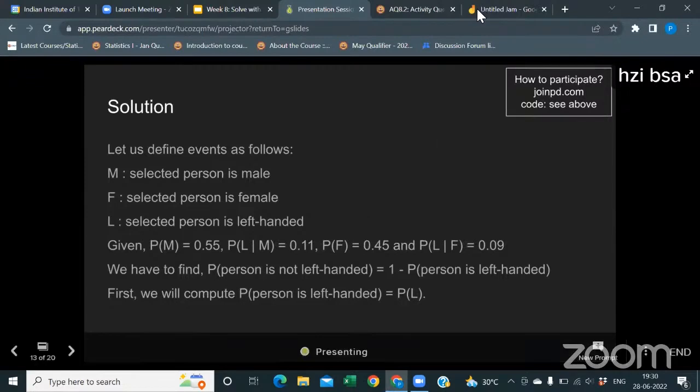Okay, see, you can approach it like, let's say 100 is the population, then 55, right? Out of these 55, 11% of the people are left-handed.